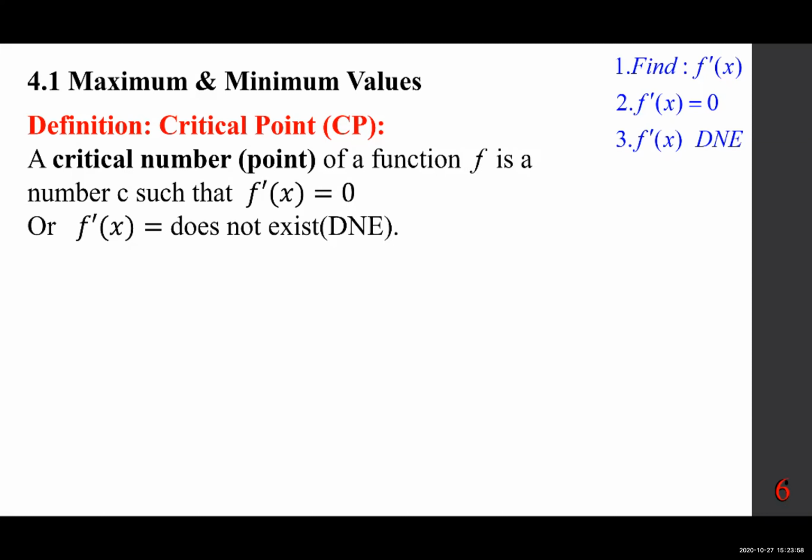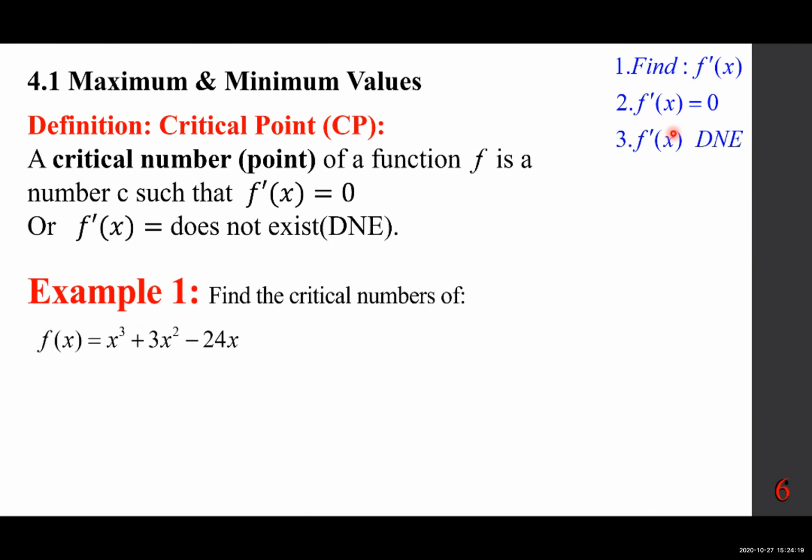So having said that, how do we find them? The procedure involves the following steps. You find f prime, you set it equal to 0 to find the solutions, and also find where f prime doesn't exist. So starting with a simple example, f of x equals x cubed plus 3x squared minus 24x, we are interested in finding all critical points.